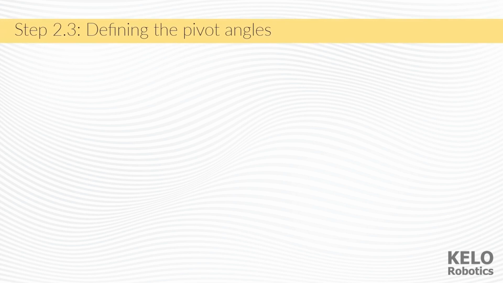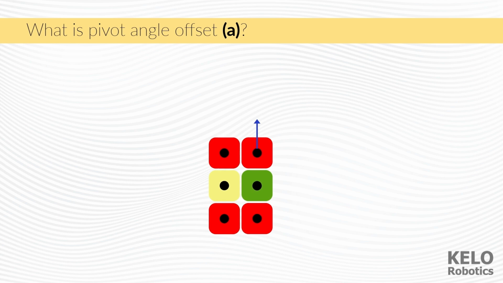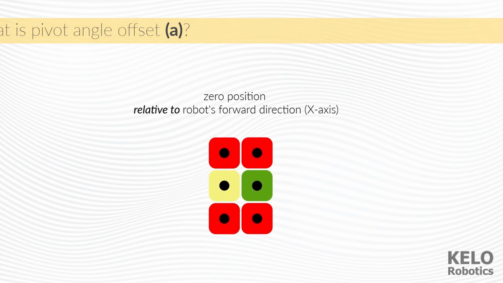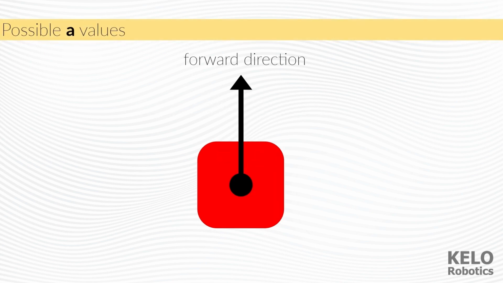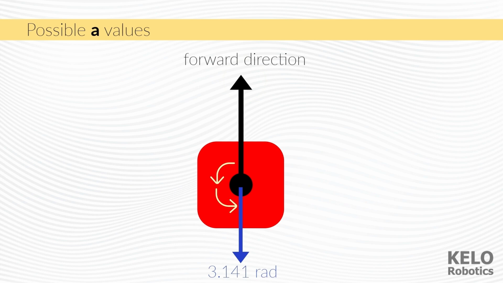Step 2.3. Defining the pivot angles. Each wheel has a pivot angle offset, which is its rotational offset relative to the robot's forward direction in radians. However, depending on how each wheel is mounted, its zero position may differ. The angle difference can be 1.57 radians, minus 1.57 radians, or 3.141 radians.